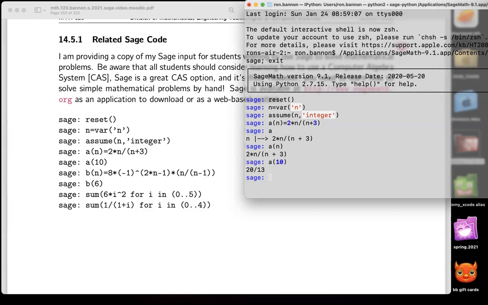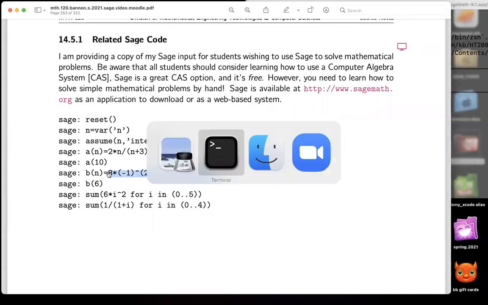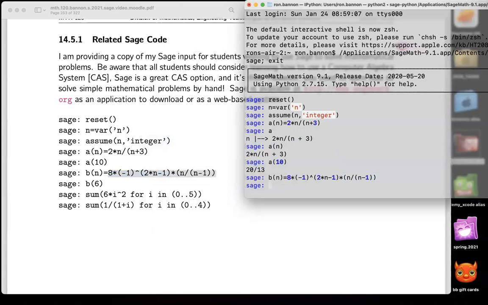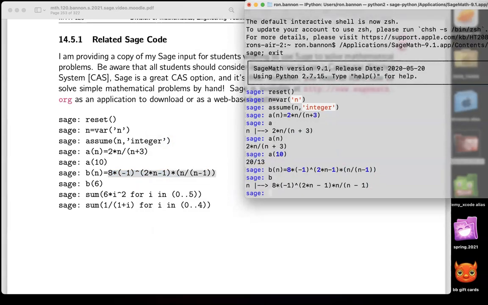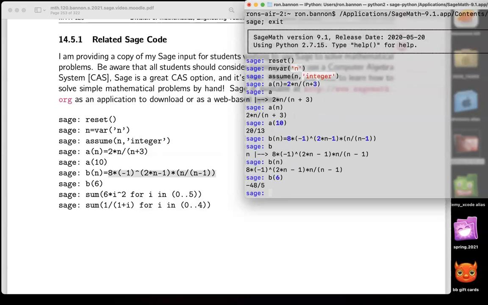That's not so bad. Let me define b(n). Here's another function. Remember, the equal sign is an assignment operator. I'm getting tired, so I'm going to copy. Again, if I type b, what does it say? n is being assigned for b. If I type b(n), it's going to tell me what the function is for b(n). There's a difference between the two. Let me put down b(6). Again, I could do that by hand as well. I get minus 48 over 5. It actually does it for me.